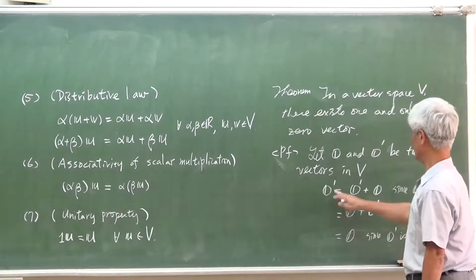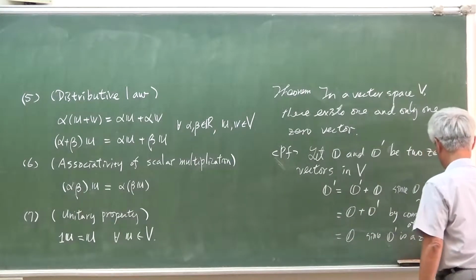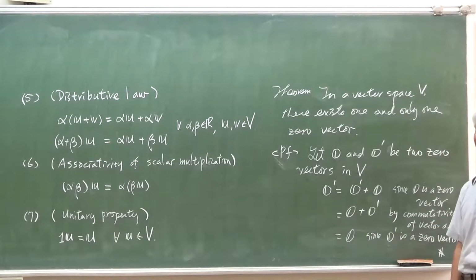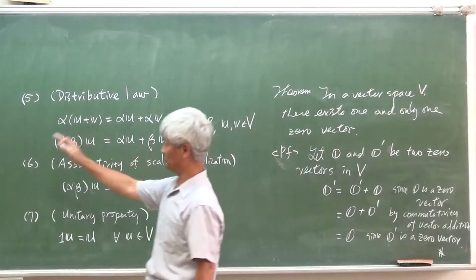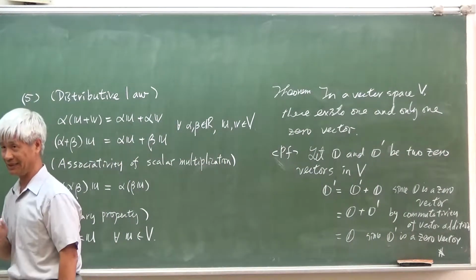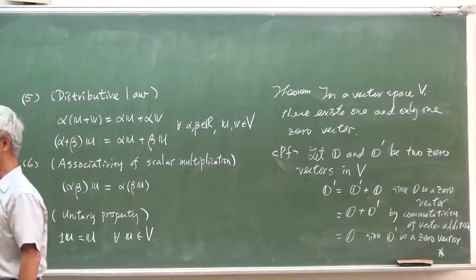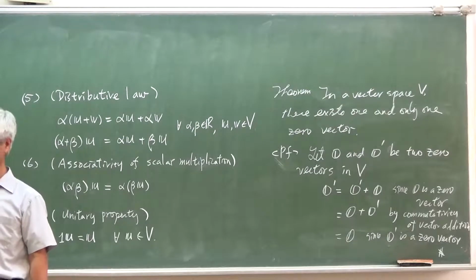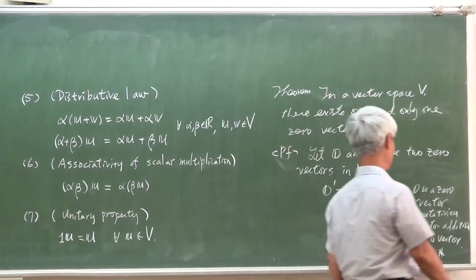So now we establish that 0 prime equals 0. Okay, so we're done. You have to be very careful because I use what I have, exactly. No more, no less. So you have to use no more and no less, okay? Just good enough.